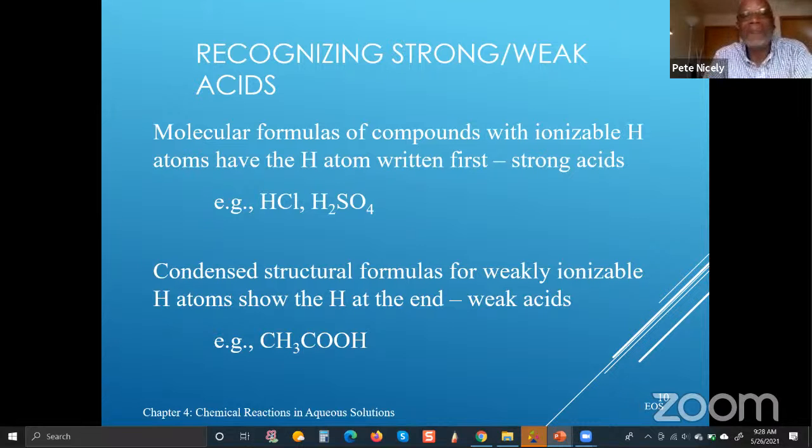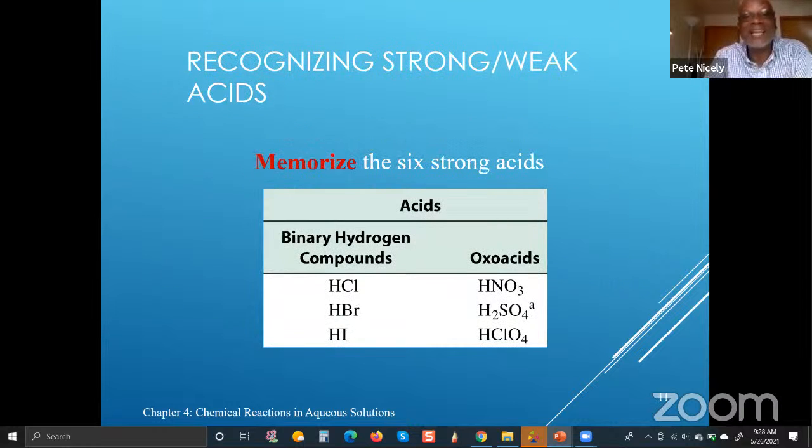So what I would suggest is that you memorize these 6 acids as strong acids, all right? Hydrochloric, hydrobromic, hydroiodic, nitric, sulfuric acid, and perchloric acid. Pretty much all other acids that you will encounter will be weak acids. And if there are any other acids that are strong acids, I will certainly make you know about that. But pretty much all other acids that are not on this list are basically weak acids.